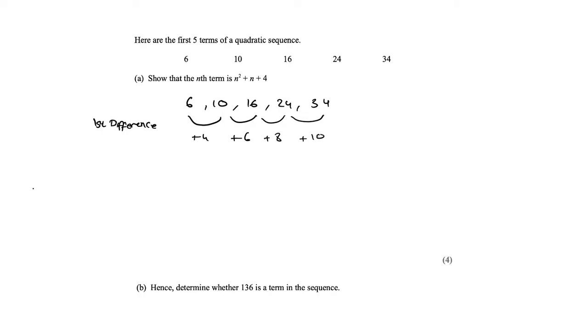So we have 6, 10, 16, 24, and 34. Let's work out our first difference. So our first difference is going to be between 6 and 10, add 4, 10 and 16, add 6, 16 and 24, add 8, 24 to 34, add 10.